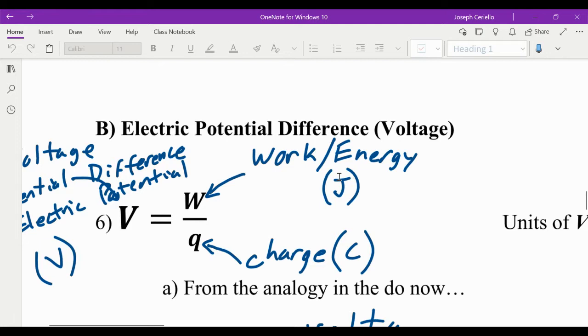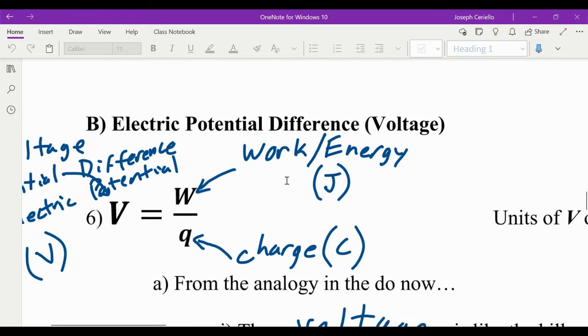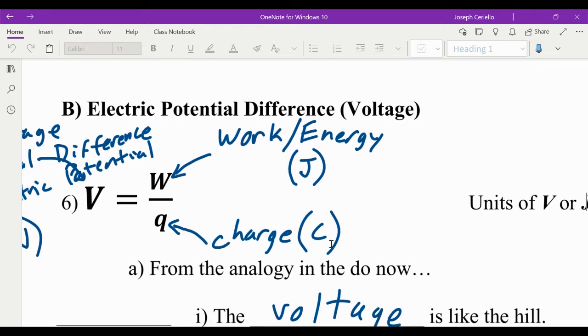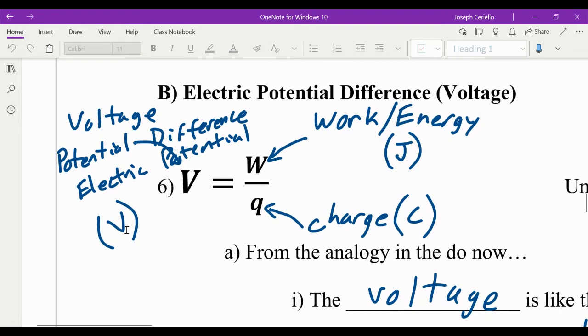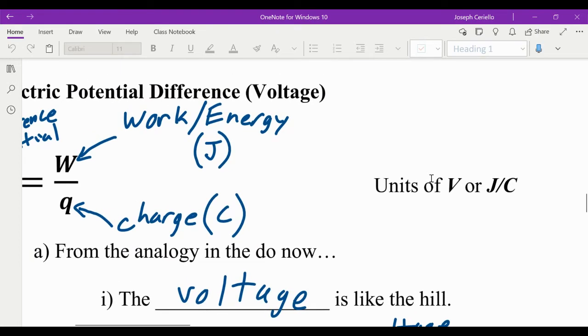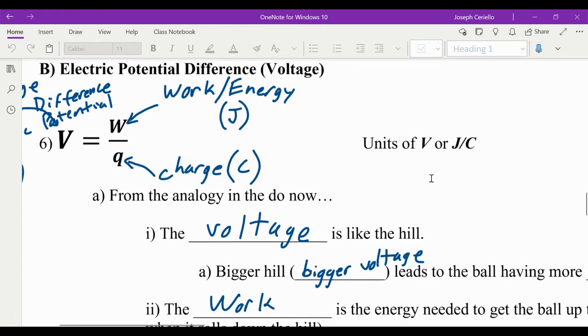W is the energy, or the work done on the object. Energy is the change in energy. Q is the charge, measured in coulombs. Energy or work is measured in joules. Voltage, potential difference, electric potential, all measured in volts. Sometimes people measure potential difference in joules per coulomb, but we don't really do that. Generally, voltage is what we use.